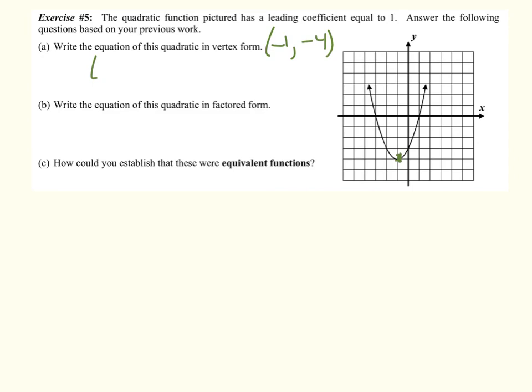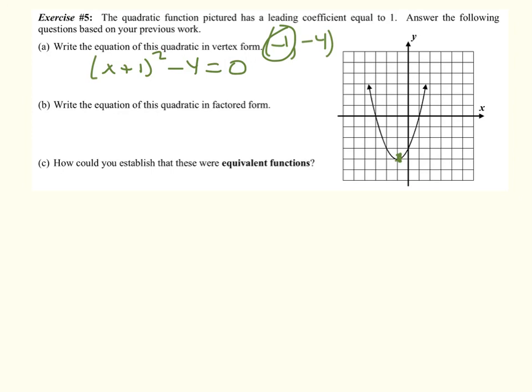So my vertex I know is going to be x, and then it's the opposite of this. So instead of minus 1, it's going to be plus 1, being squared. And then my y part here is a minus 4 equals 0. So that's completing the square, basically writing in vertex form. Just pull it out from there.